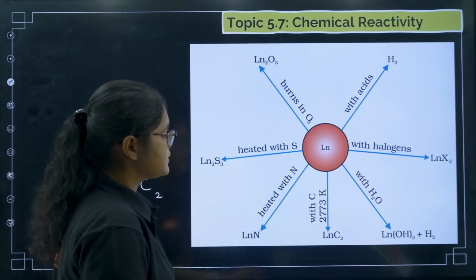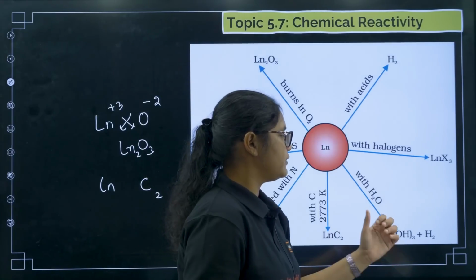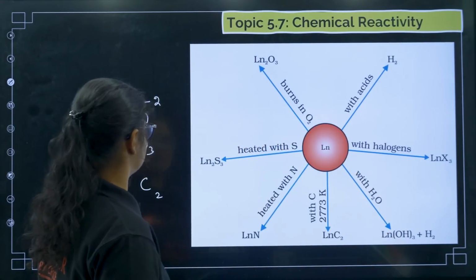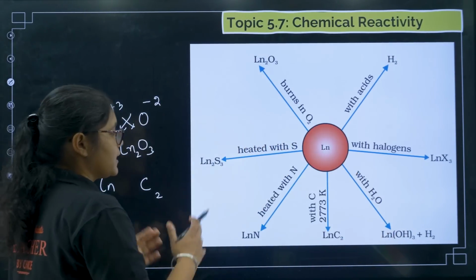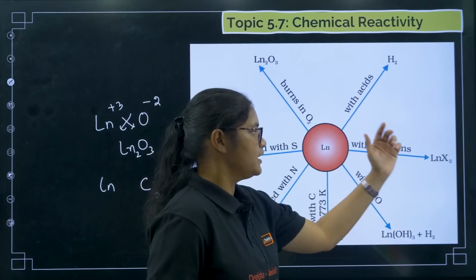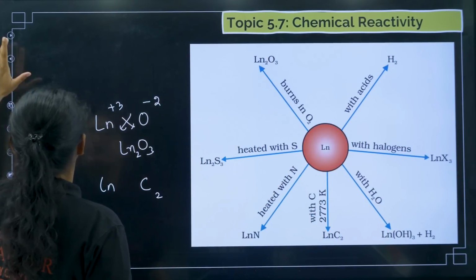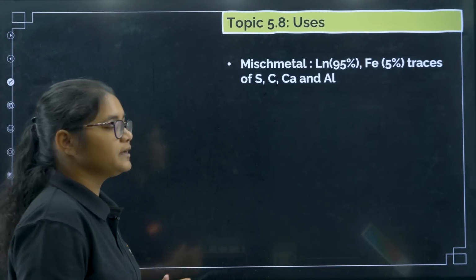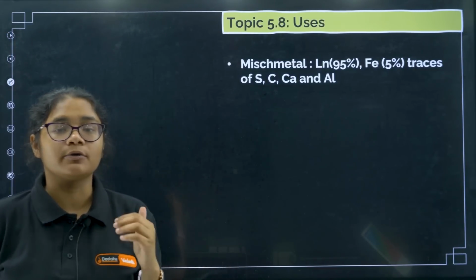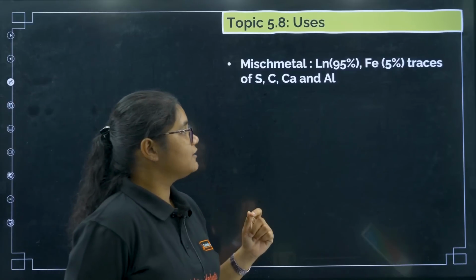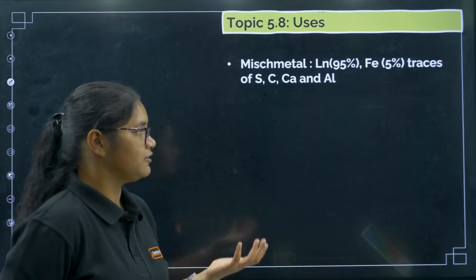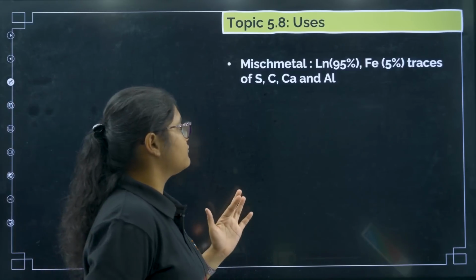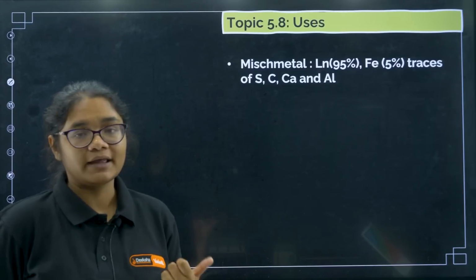Next, with water you will get lanthanide hydroxide. With halogen, lanthanide is +3, halogen is -1, again do a crisscross, you will get LnX3, and with acids it will give you hydrogen gas. Uses: the most important use of lanthanide is to prepare an alloy, that is mischmetal, where you have 95% of lanthanide, Fe 5% and traces of sulfur, carbon, calcium and aluminium.